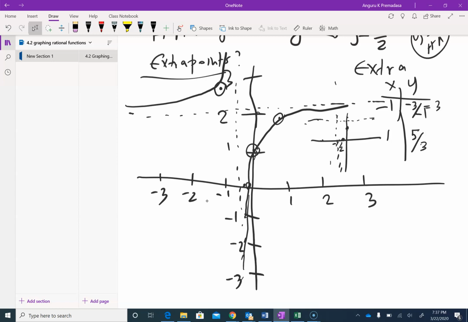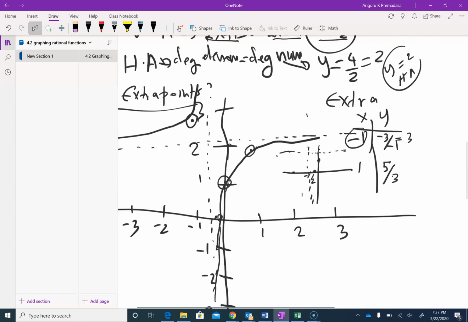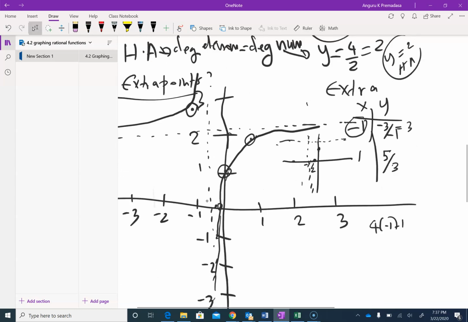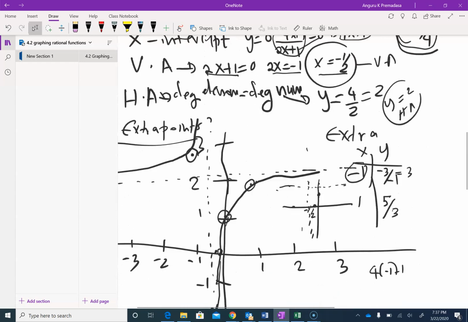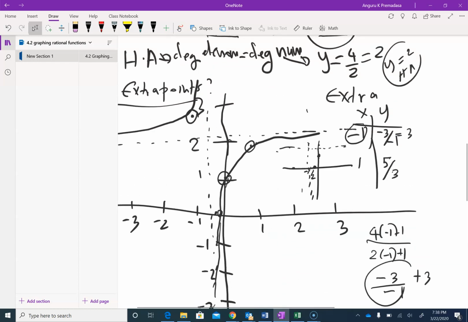So what we do is we can take negative 1, which is kind of here, and plug it into the equation. You have 4 times negative 1 plus 1 over 2 times negative 1 plus 1. You get negative 4 plus 1, which is negative 3, over negative 2 plus 1, which is negative 1. So it's positive. The value is positive 3. So really that is up.